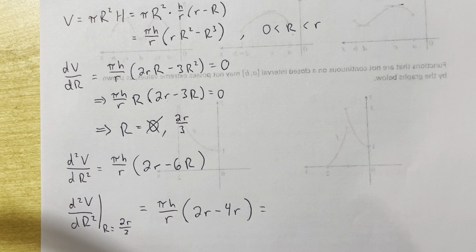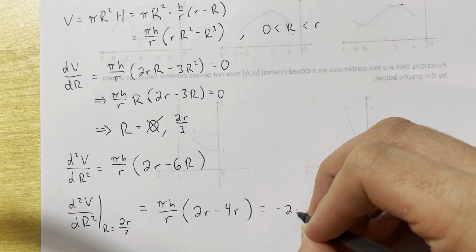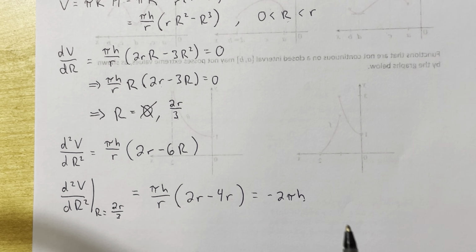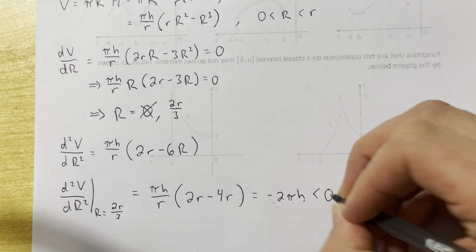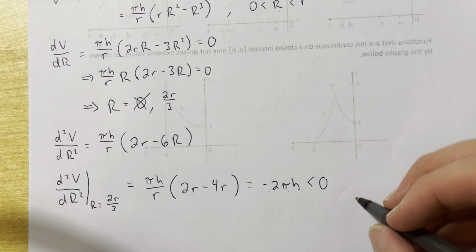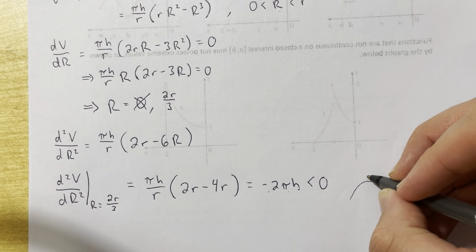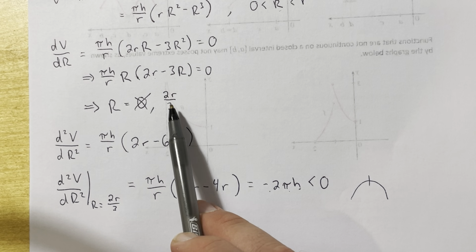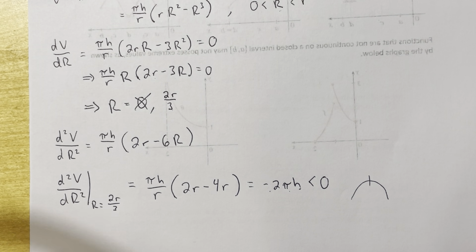The r here can cancel with that, so I end up with negative 2 pi h. H has to be positive because of the constraints in this problem. Pi is positive, negative 2 is negative, so we definitely have something that's less than 0 here, which means this guy is concave down, giving us a maximum. That verifies that this value here gives us a maximum.